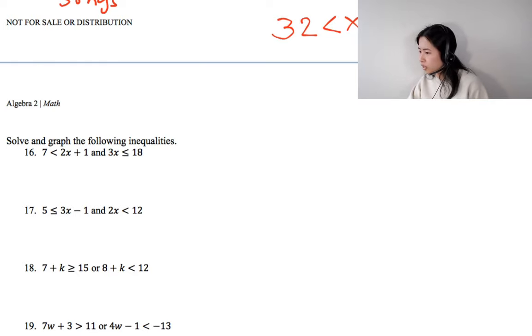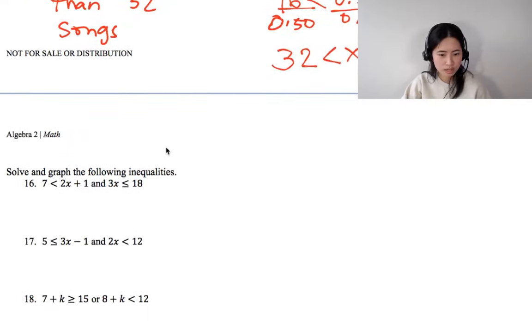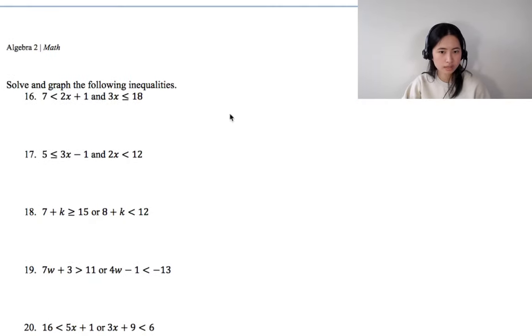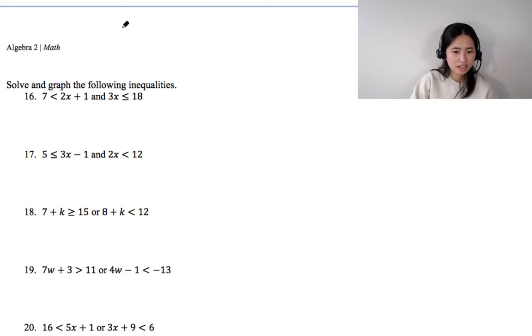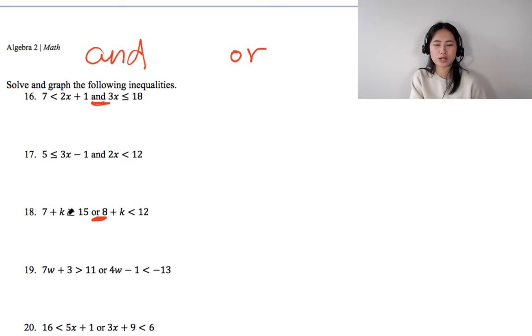Okay, so moving to this part. This is very similar to the ones that we've been doing so far from the previous questions. This is going to be a mix of inequalities that we need to graph, and then you have keywords like and, or. So you have or right here, right? First of all, what's the difference between and, or? Anytime you're graphing inequalities, if it says and, that means you need to find the overlap, because it has to be both.